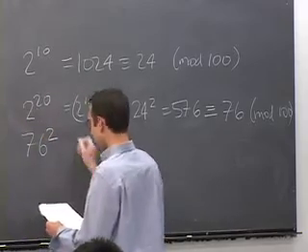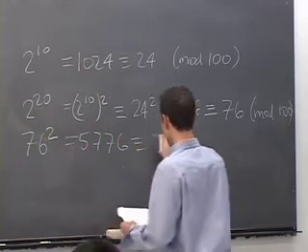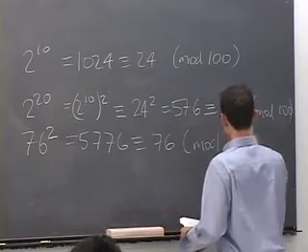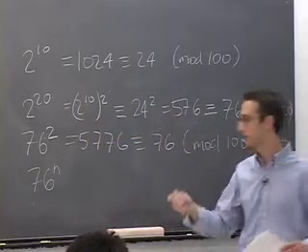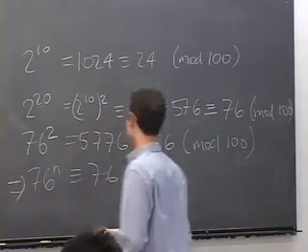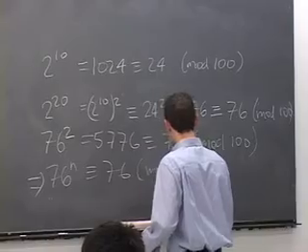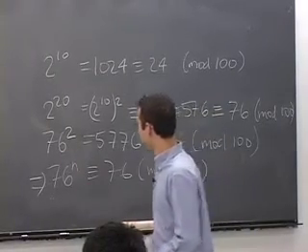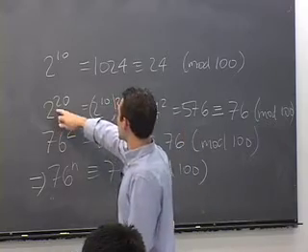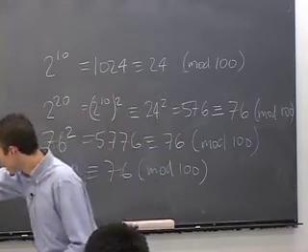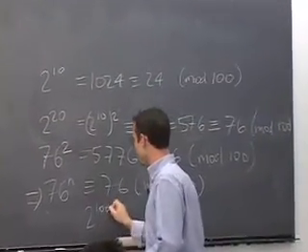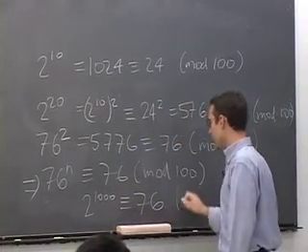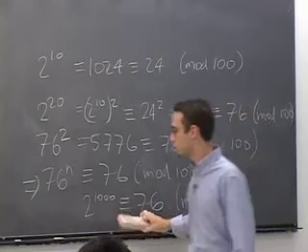Now, if I square 76, this is 5776, which is just 76 mod 100. What is 76 to the n modulo 100? 76. This implies that 76 to the n is congruent to 76 modulo 100 by induction. And so this thing, 2 to the 20, raised to the power 50, gives 2 to the 1,000, which is congruent to 76 modulo 100. So the question is answered. Very, very simple.